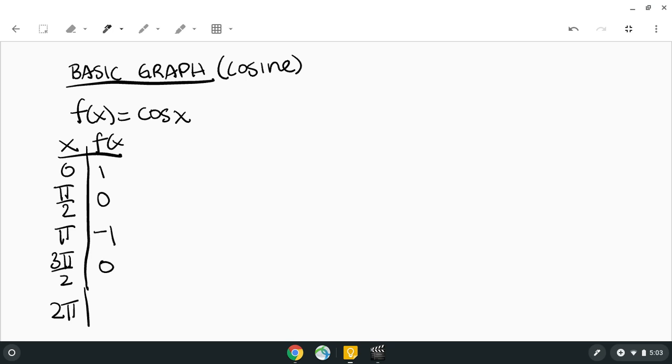Okay, all right, so cosine of 0 is 1. Cosine of pi over 2 is 0. Cosine of pi is -1. 3 pi over 2 is 0. And 2 pi brings us back to 1. Okay, and if we go another full circle, we get these same values again. So let's go ahead and graph what this looks like from 0 to 2 pi.